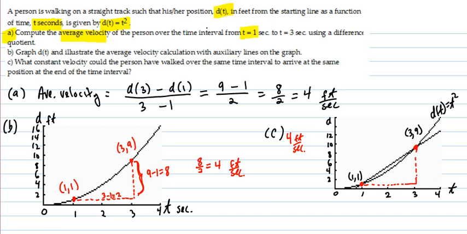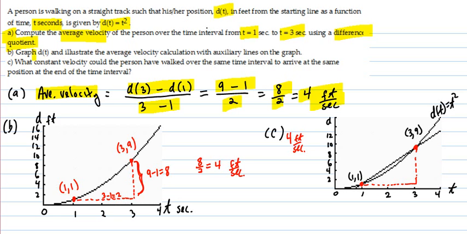from the time interval of t = 1 second to t = 3 seconds using the difference quotient. So here's part A, average velocity, difference quotient: distance at 3 seconds minus the distance at 1 second, divided by the difference in the times, 3 seconds minus 1 second. So that gives you 3 squared is 9, minus 1 squared is 1, over 2. That's 8 over 2, 4 feet per second. So that's the average velocity over the time interval from t = 1 to 3 seconds.